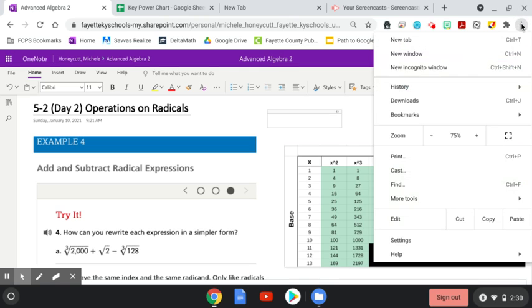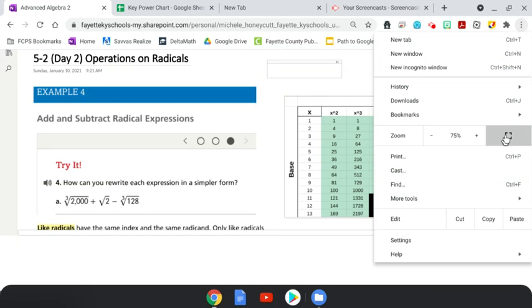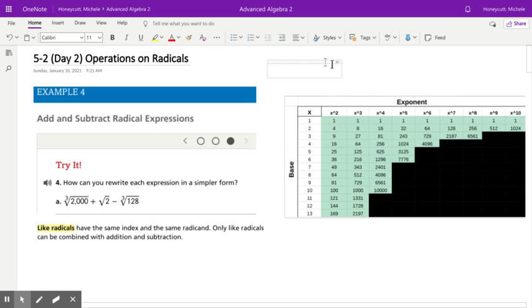Hey guys, today we are going to continue in chapter 5. We are finishing 5.2. We're on page 227 in your workbook. And you're also going to want to grab your power chart because we're going to need it. It's going to come in handy.